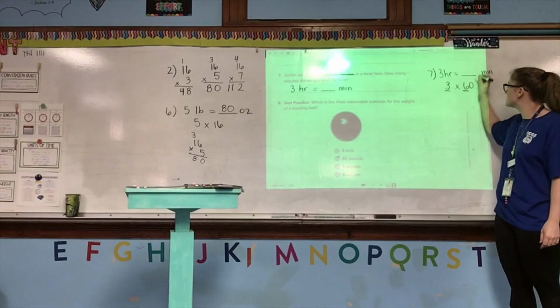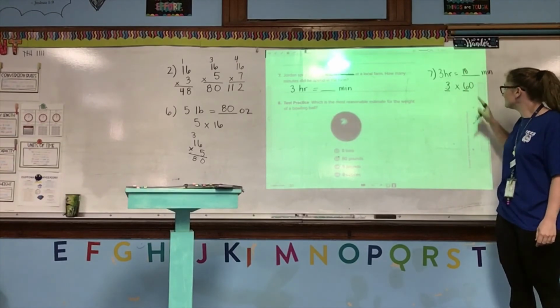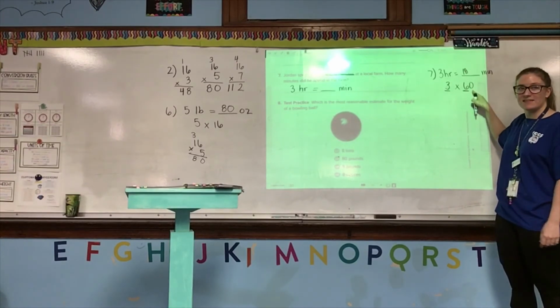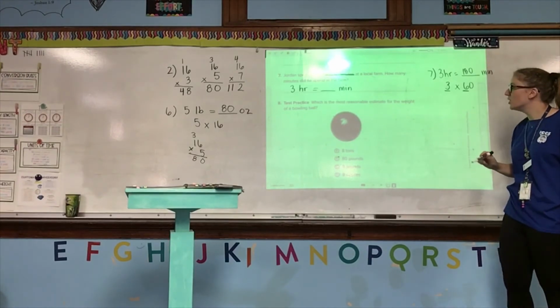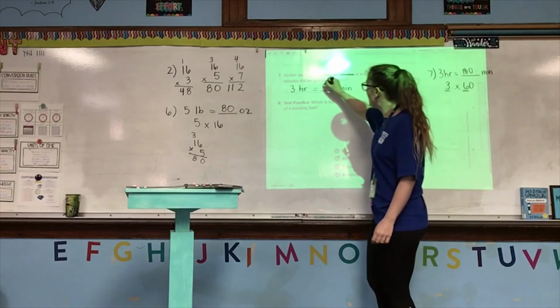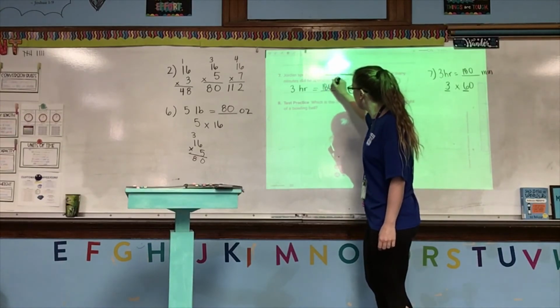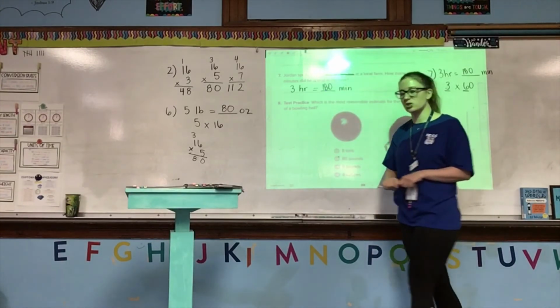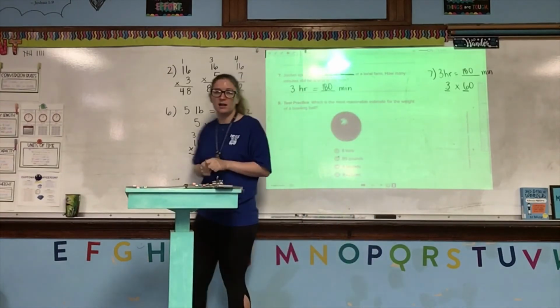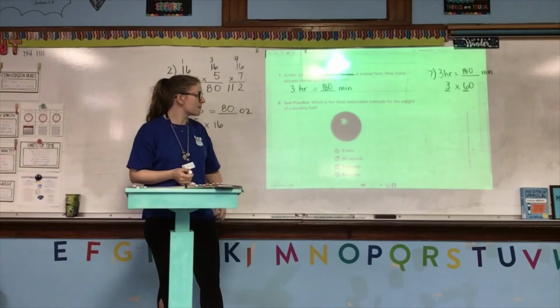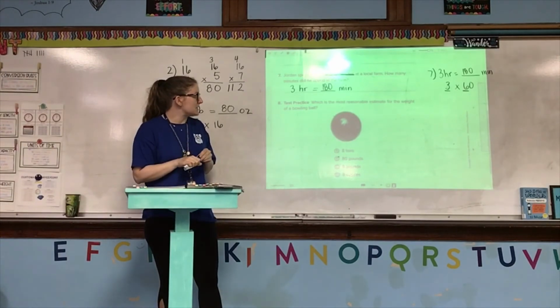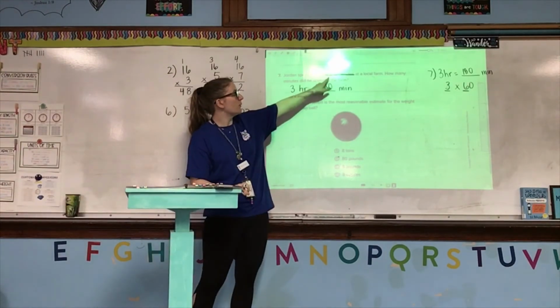3 times 6 is 18. There's 1 zero at the end of our factor, so I need to put it at the end of the product, which means that in 3 hours there are 180 minutes. Make sure that you showed that work and that you have the unit, otherwise you will be counted off. Okay, number 8. You know what, let's look at number 7.